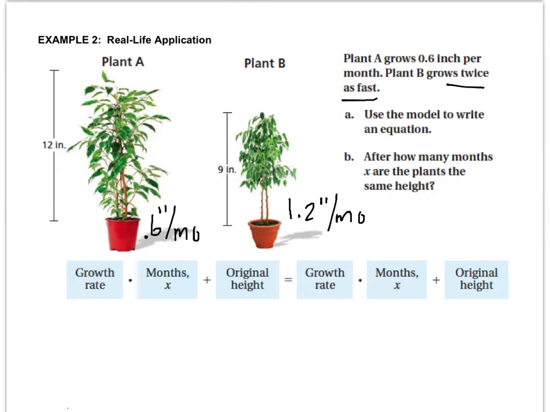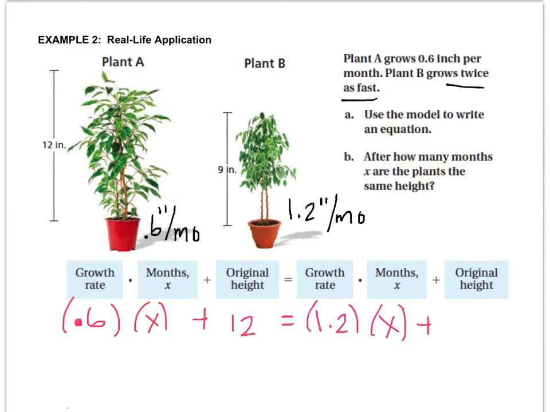Whew. And so we have to use the model to write the equation. They've given us the setup, and we just have to plug in the values. The growth rate of plant A, we'll do that one first, is 0.6 times x, because they want to know how many months it's going to take in letter B, plus its original height, which is 12. We want to know when its value is the same as the other plant's: growth rate times x plus its original height.